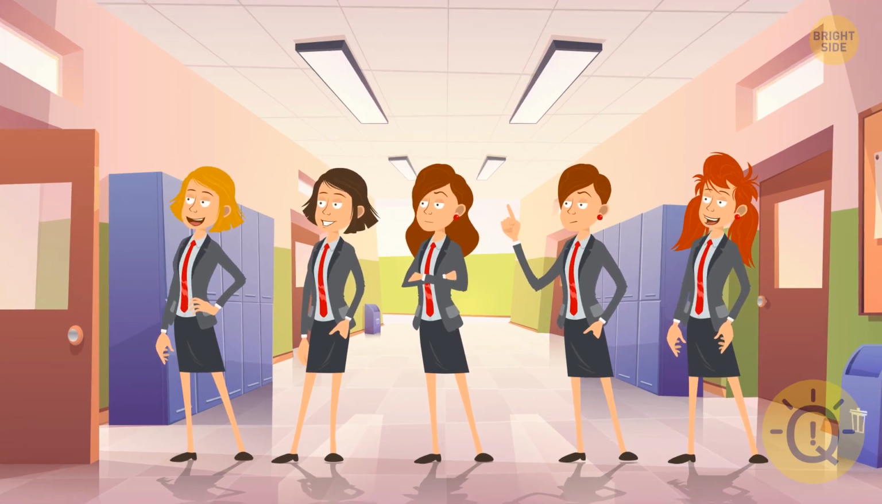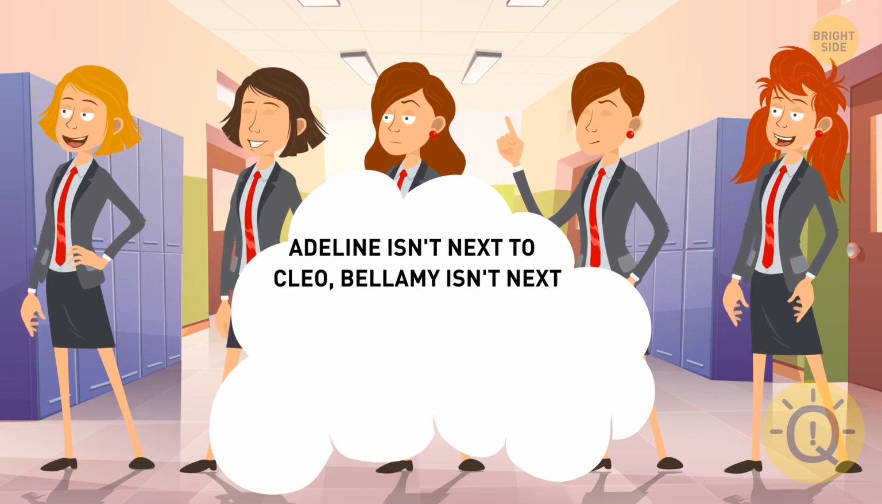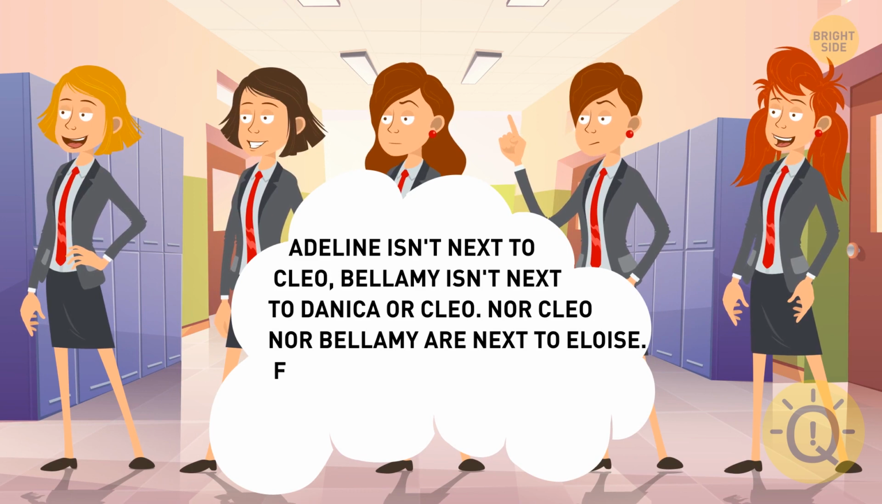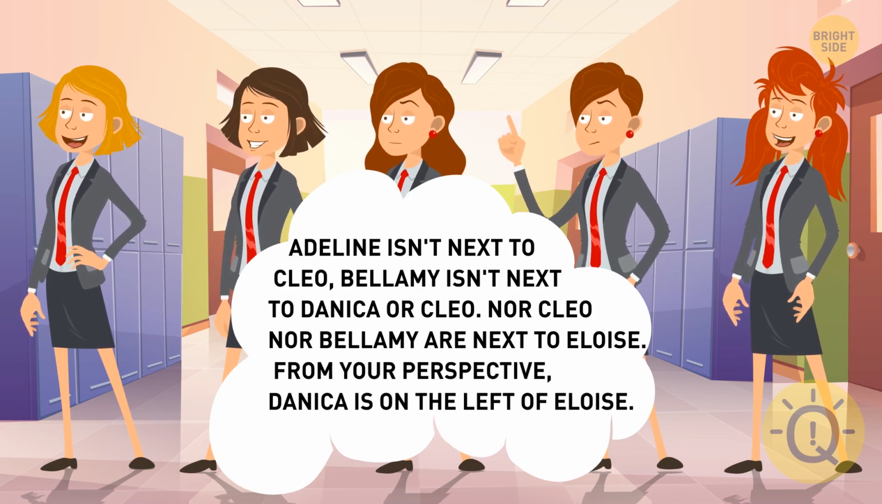5 students stand in line. Adeline isn't next to Cleo. Bellamy isn't next to Danica or Cleo. Nor Cleo nor Bellamy are next to Eloise. From your perspective, Danica is on the left of Eloise. What are each girl's names?